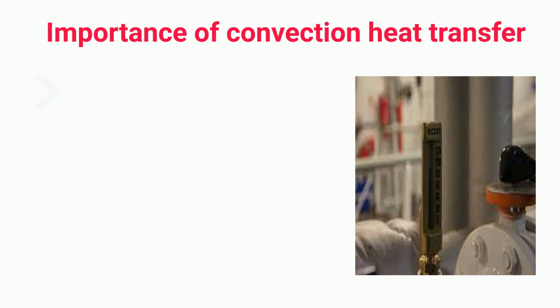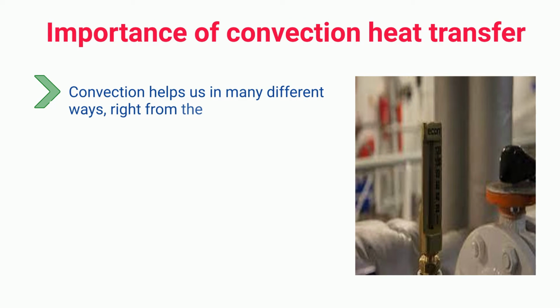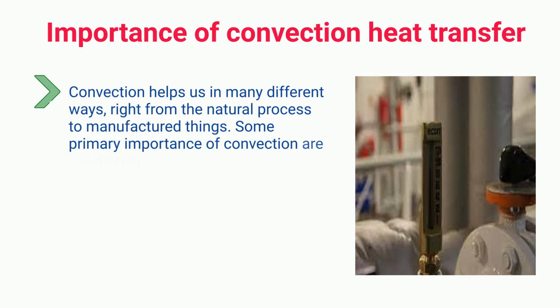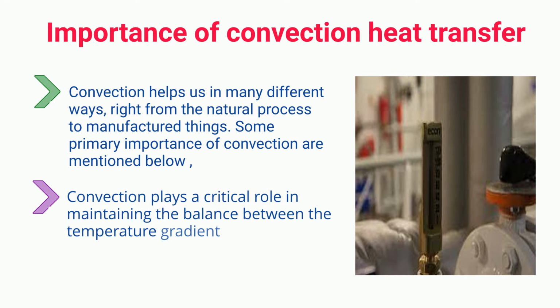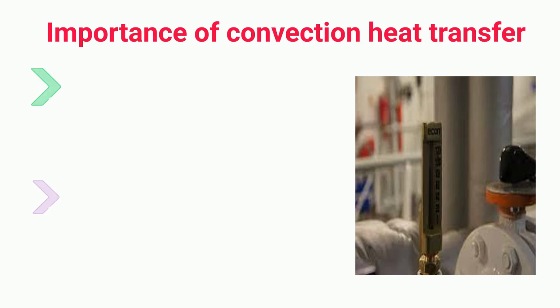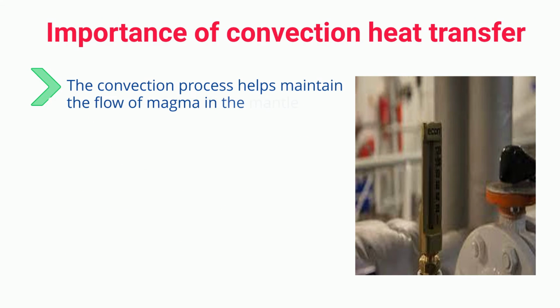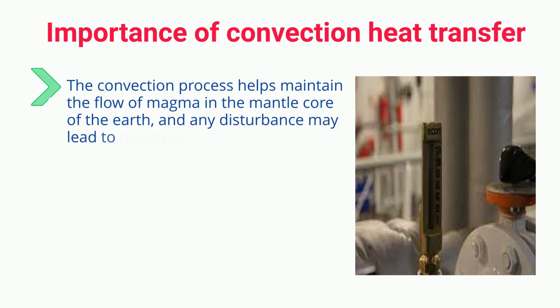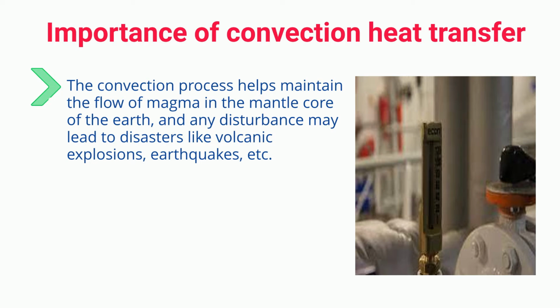Importance of convection heat transfer. Convection helps us in many different ways, right from natural processes to manufactured things. Some primary importance of convection are mentioned below. Convection plays a critical role in maintaining the balance between the temperature gradient of surroundings, which includes both air and water. The convection process helps maintain the flow of magma in the mantle core of the Earth, and any disturbance may lead to disasters like volcanic explosions, earthquakes, etc.